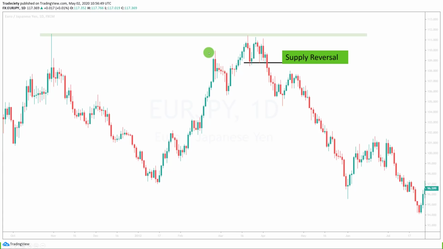And that's it. 12 price action setups, price action tips. I hope you can use them in your trading.